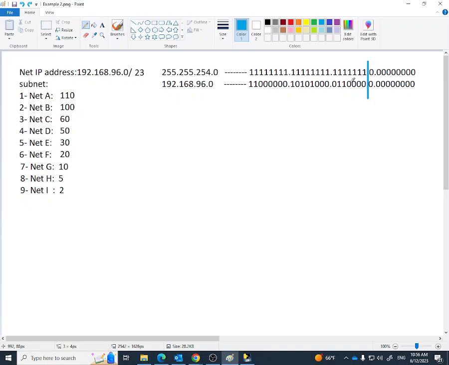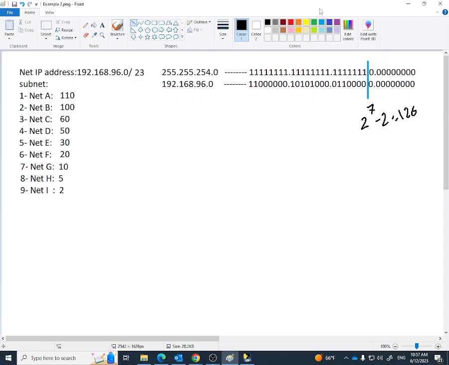Now, what we're going to do, we're simply going to start with the first IP address. And for the first IP address, we have to ask ourselves, how many bits do we have to keep to be able to get the number of hosts as 110? And the answer for that is simply 7. So 2 to the power of 7 minus 2 is 126, and that's what we're going to do. So we're going to keep 7.